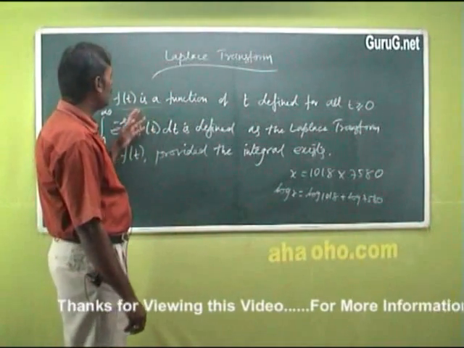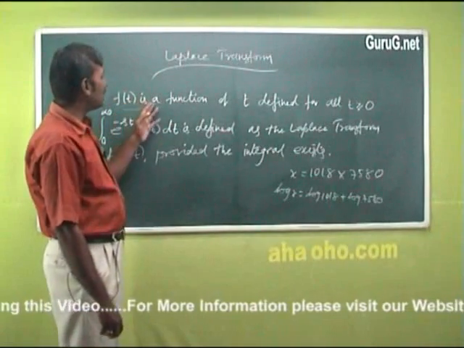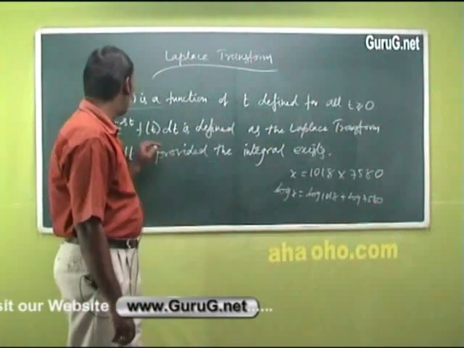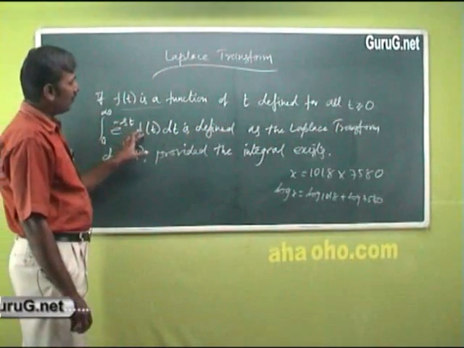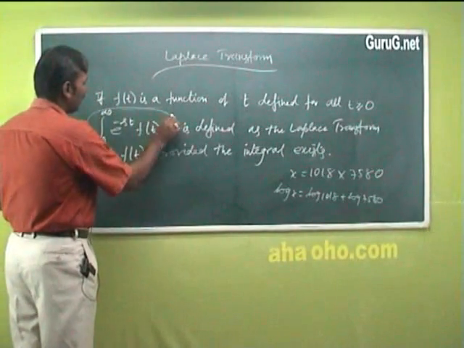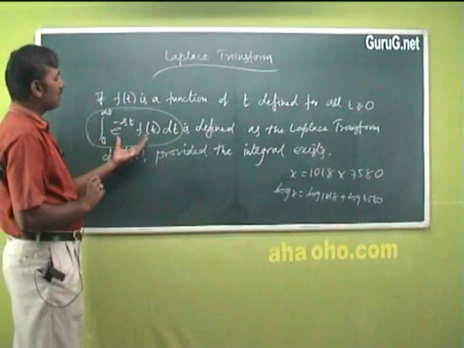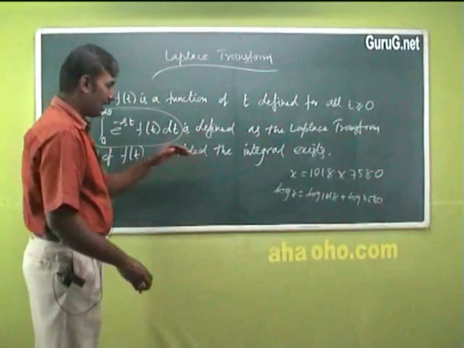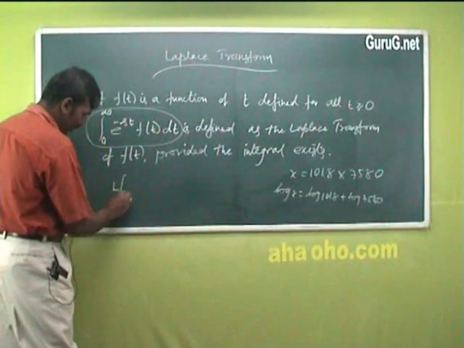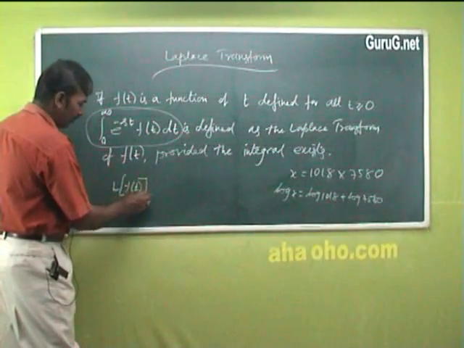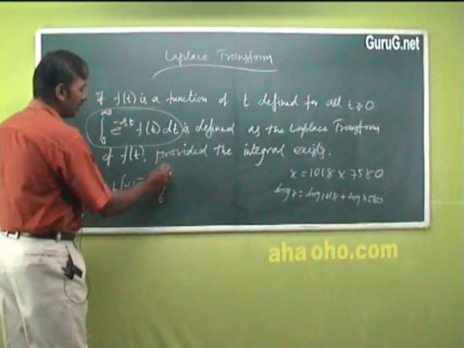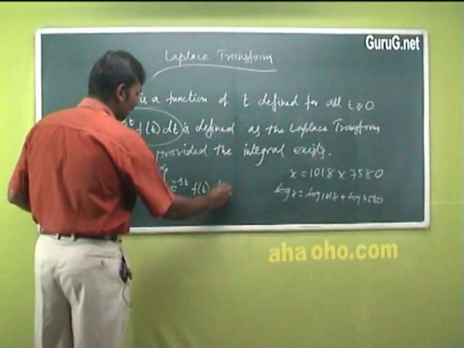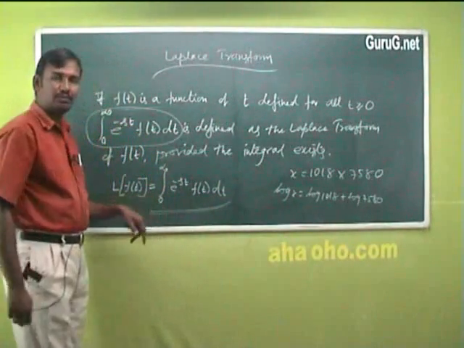What's the definition of this transform? If f of t is a function of t defined for all t greater than or equal to 0, integral e power minus st f of t dt, when the integral value exists, then this is defined as the Laplace transformation of f of t, and it is denoted by the symbol L of f of t. So L of f of t equals integral 0 to infinity e power minus st f of t dt. So this is the definition of Laplace transform, right?